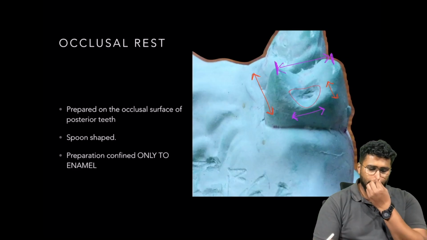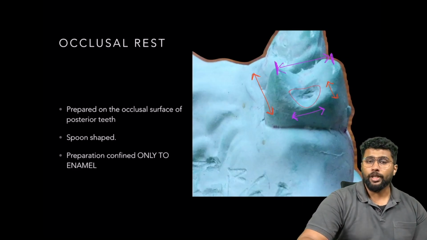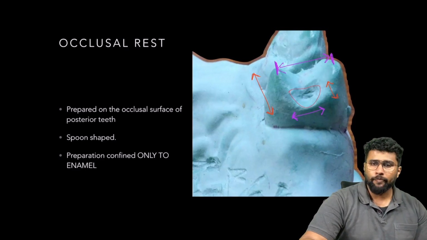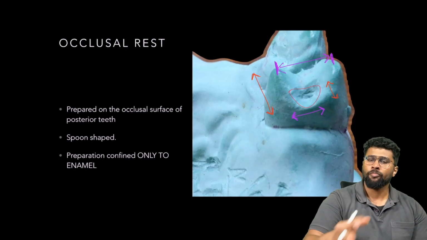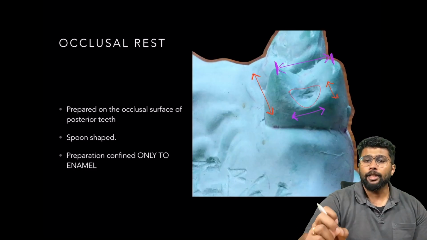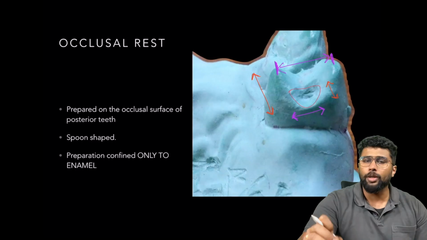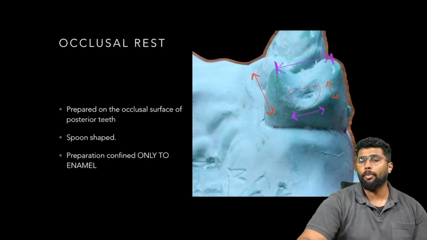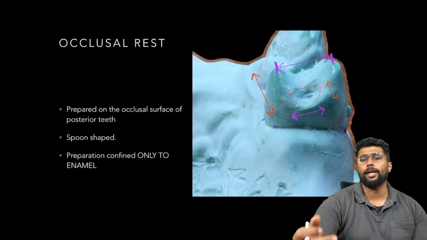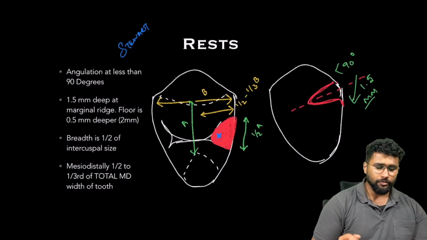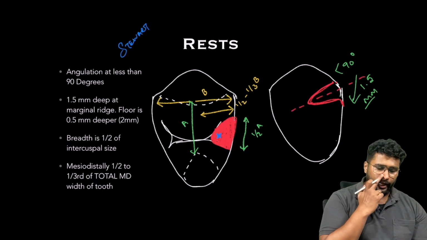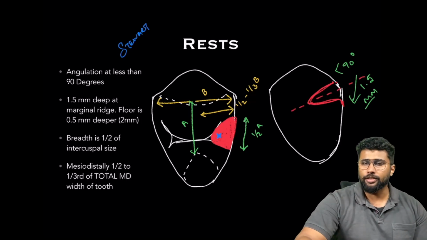So I told you that the first type is going to be your occlusal rest. Right? It is prepared on the occlusal surface of your posterior teeth. So it could be anywhere from your premolars to your molars. They are spoon shaped and the preparation should be confined only to your enamel. So this is very, very important. Your preparation of the occlusal rest should be confined to enamel. You should not dish too much and end up in dentin, then the patient is going to end up with sensitivity.